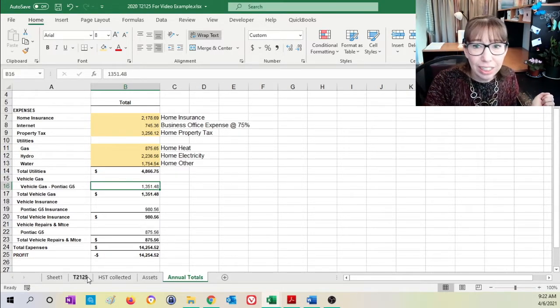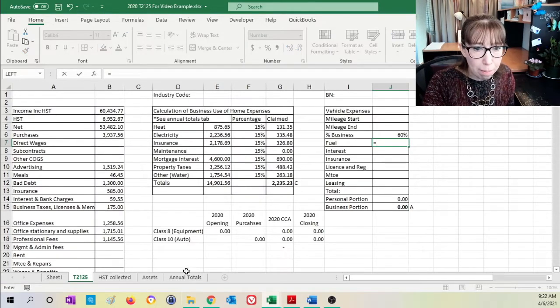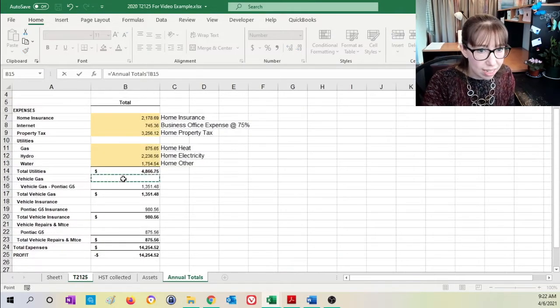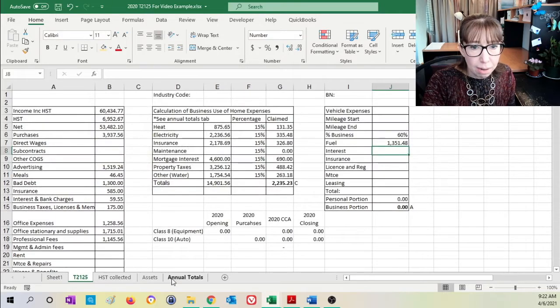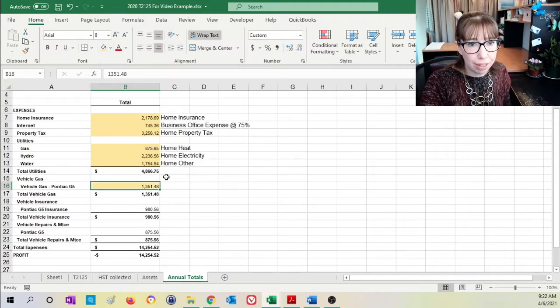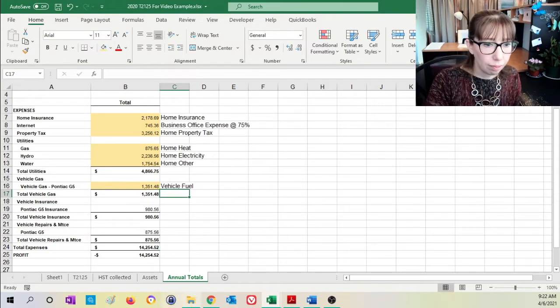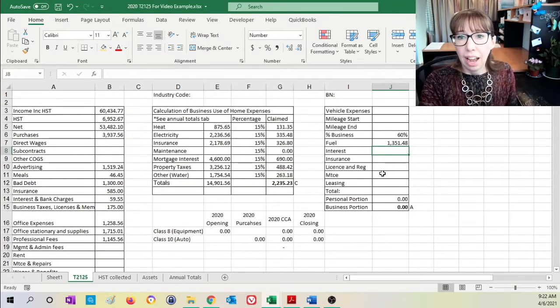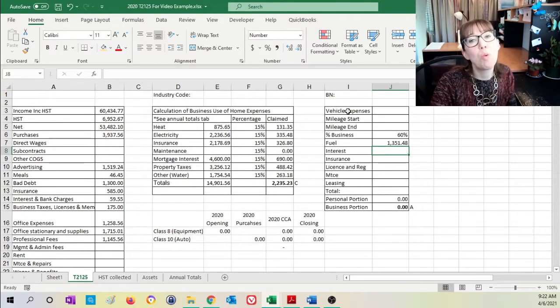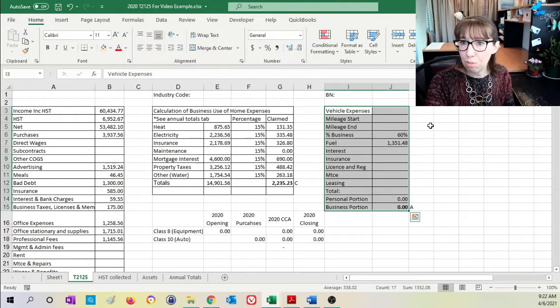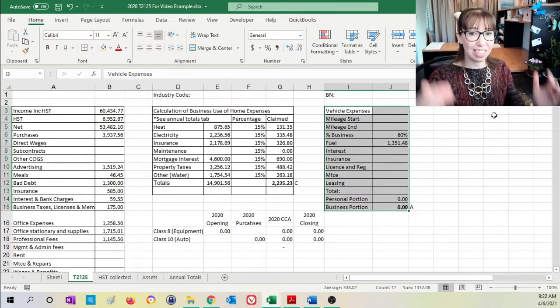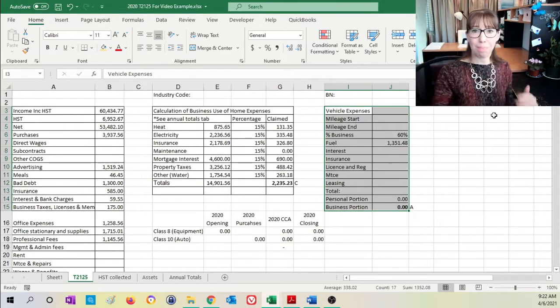So I'm going to come over here and say that the fuel for my Pontiac G5 was this number right here. I'm going to make that peach, and I'm going to say vehicle fuel. Right there. And come back over. By the way, if you have more than one vehicle for your business, you can do more than one of these boxes and do it for each separate one of them.